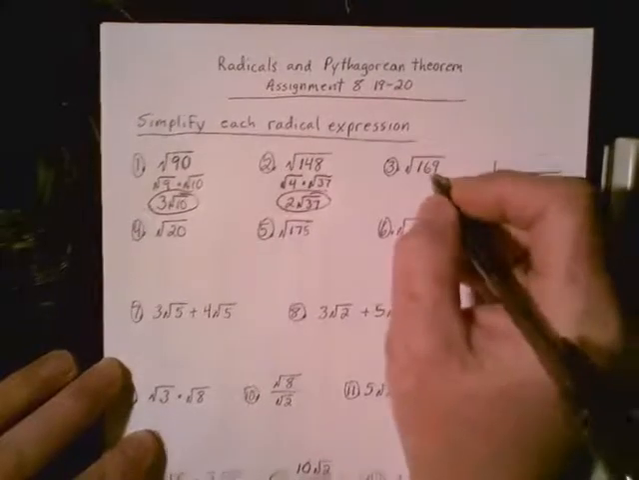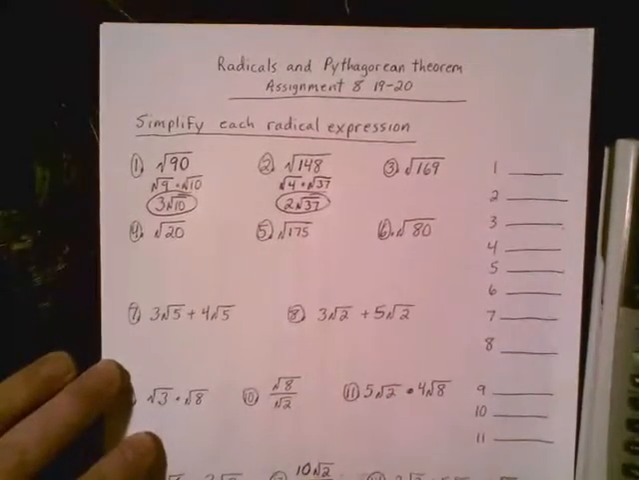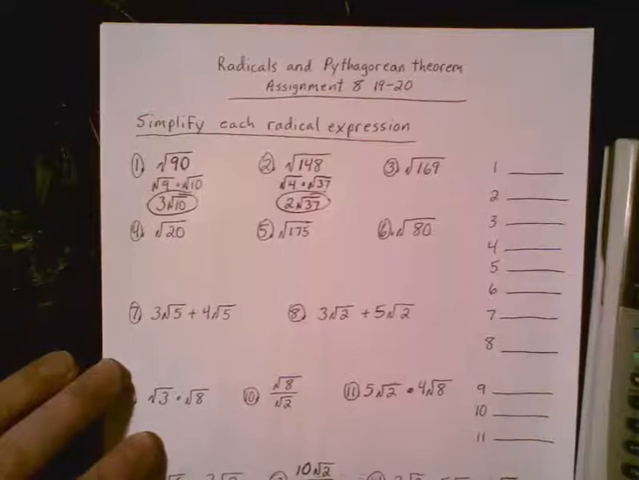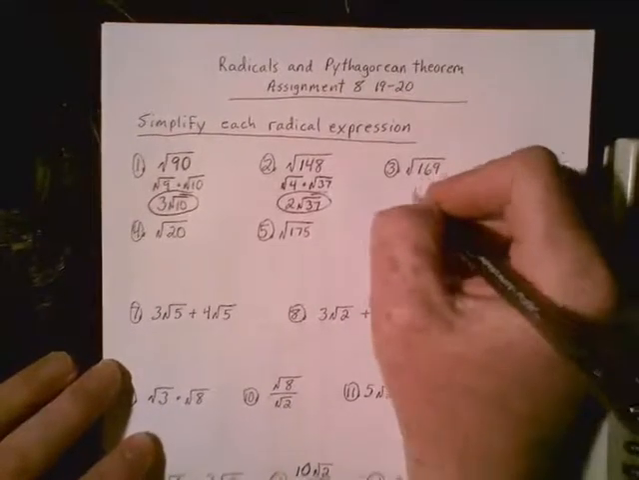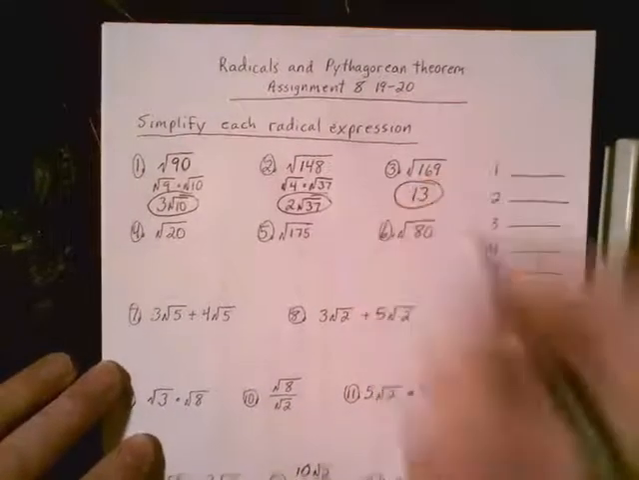169. 169 is a perfect square number. If you take your calculator and you take the square root of 169, you should end up with 13. So that whole thing comes out of the radical and you're just left with 13.